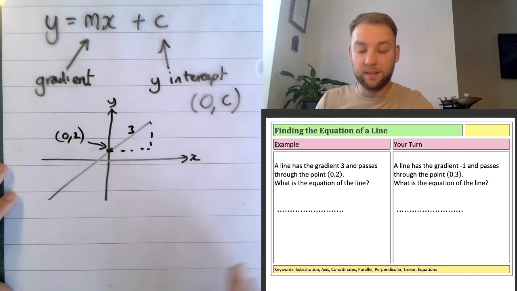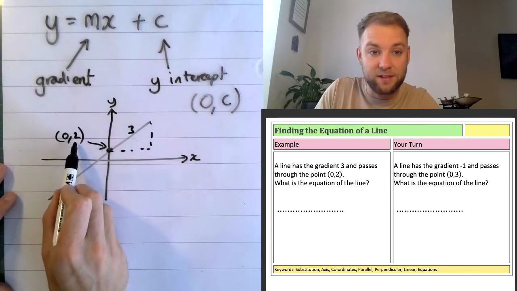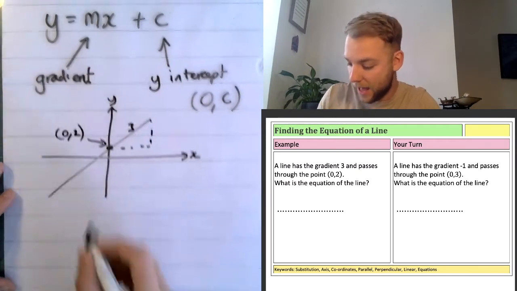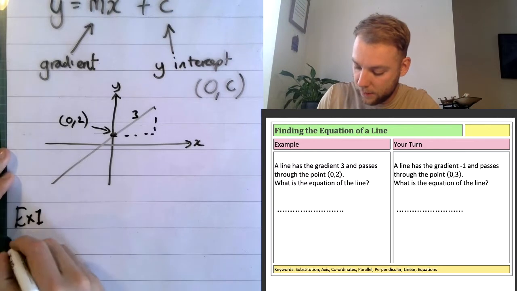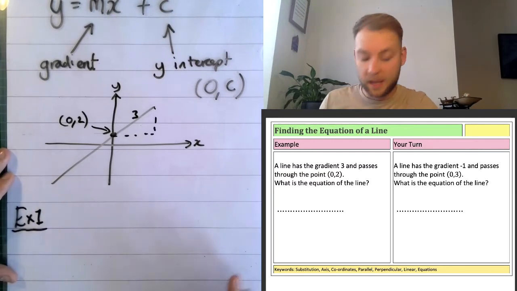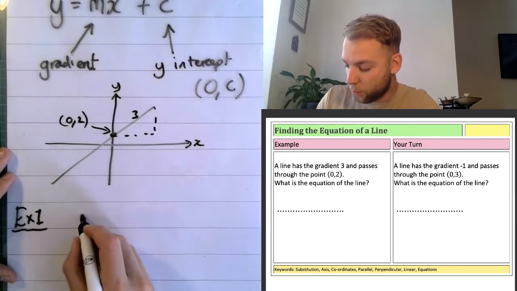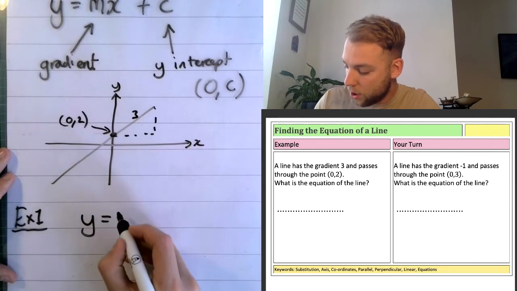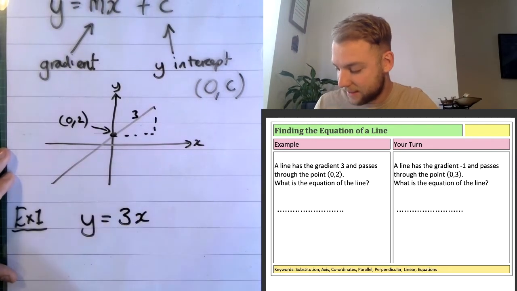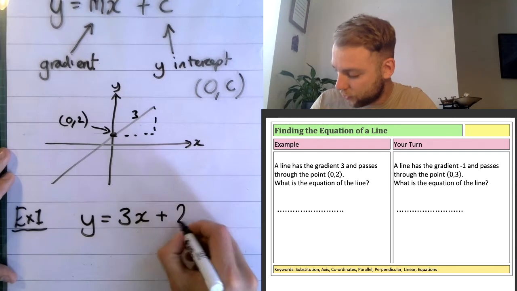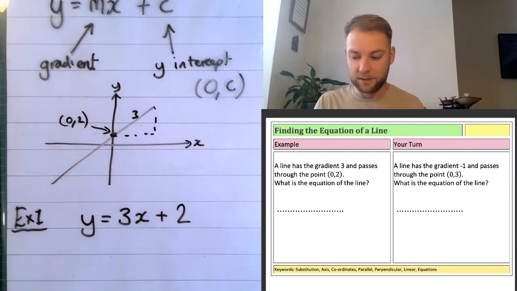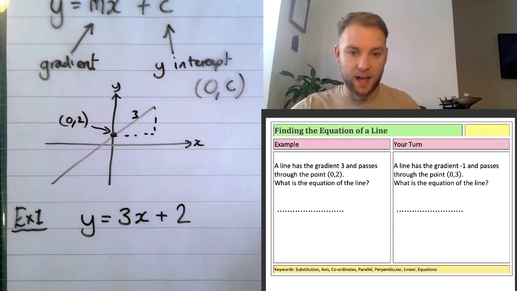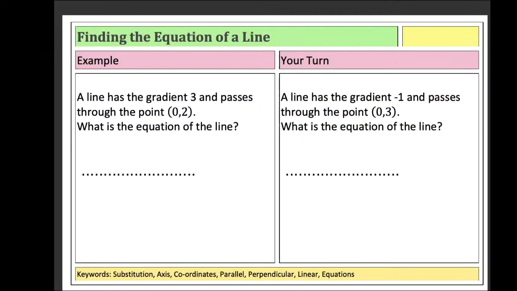So in which case, we know that this value here is our c, this value here is our m, so the equation of this line, for example 1, with a gradient of 3, an intercept of (0, 2), would be y equals 3x plus 2, where 3 is the gradient and 2 is that y-intercept. So nice little easy one to start us off there. So pause now and have a little go at that one on the right hand side. I think you'll find that one quite easy as well.